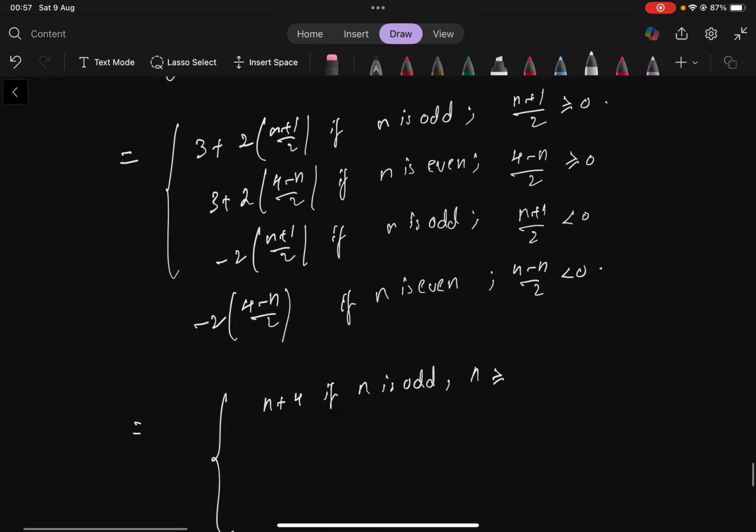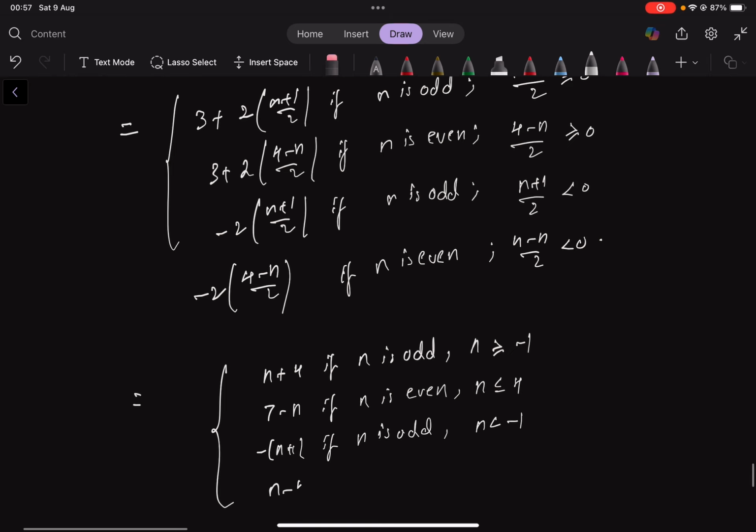and n is greater than or equal to minus 1, and 7 minus n if n is even and n is less than or equal to 4, and minus of (n plus 1) if n is odd and n is less than minus 1, and n minus 4 if n is even and n is greater than 4.